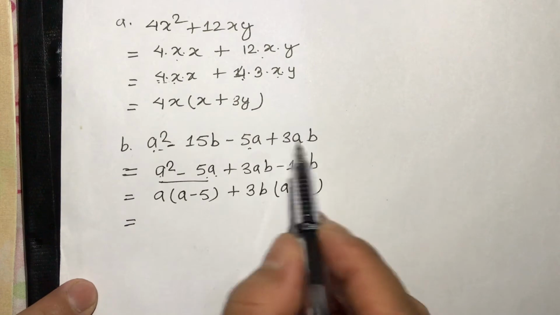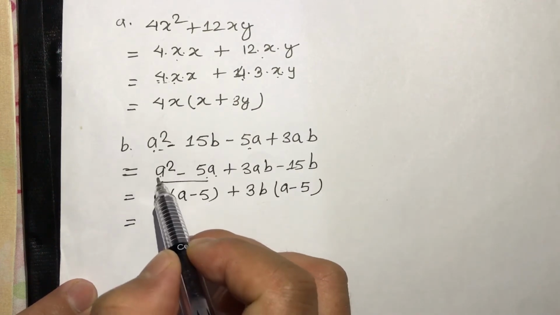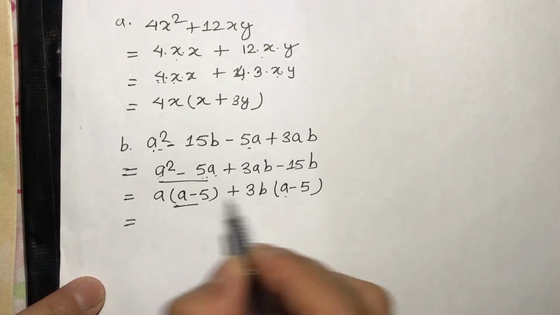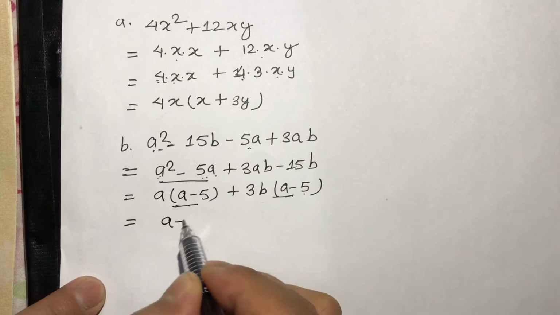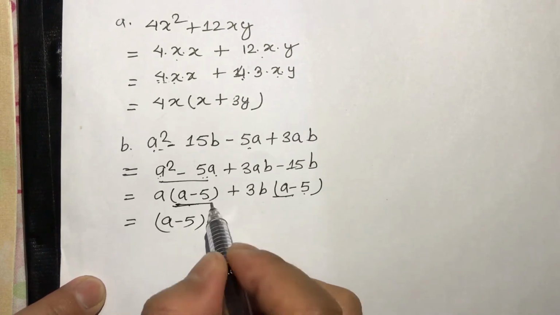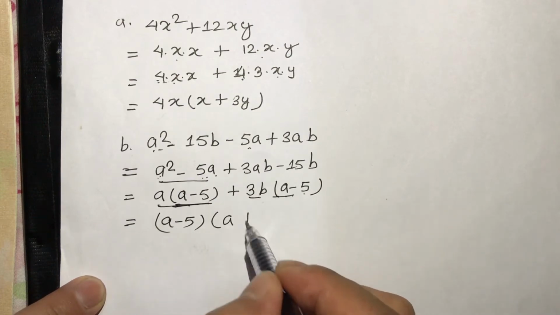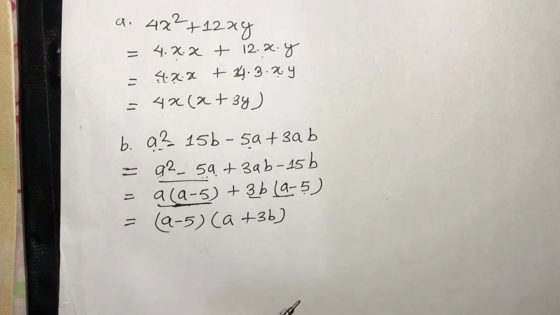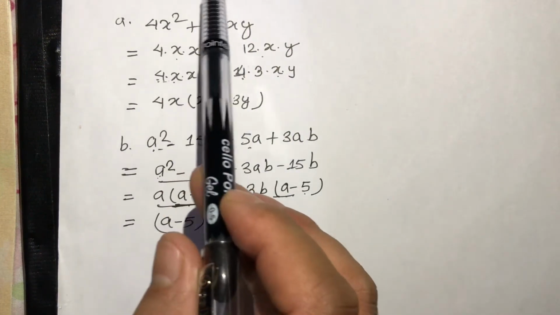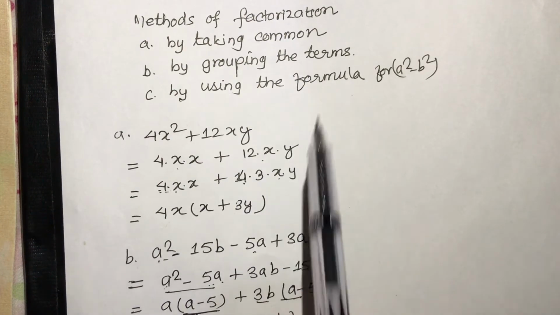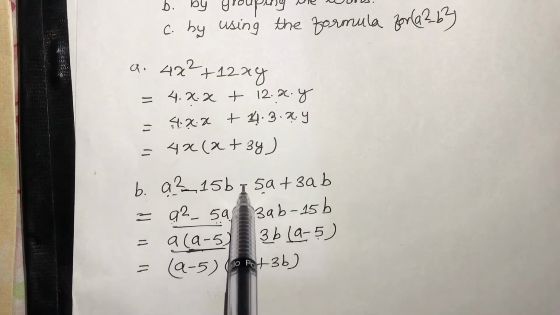So it was four terms, and we group in such a way that common can be taken. After this step we have again two terms. In these two terms they have common, so again we take common here. After taking a minus 5 common, in the first term what is left is a, and in the second 3b, because a minus 5 is already taken common. This way we factorize it. This is called the method of factorization by grouping terms, because we have to group them. This method we can apply when there are four terms.